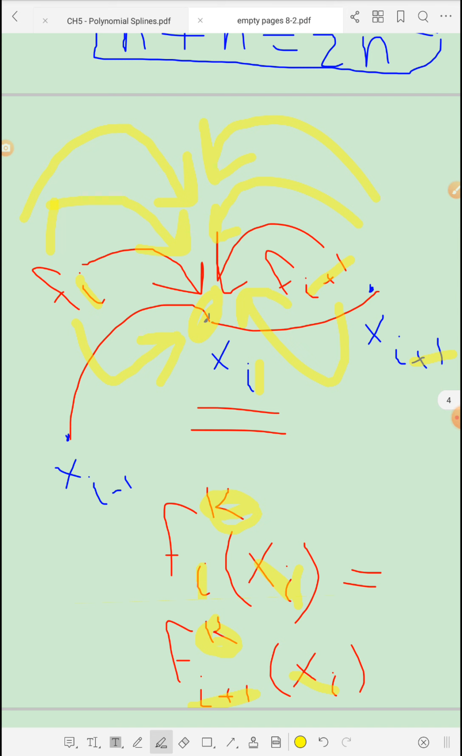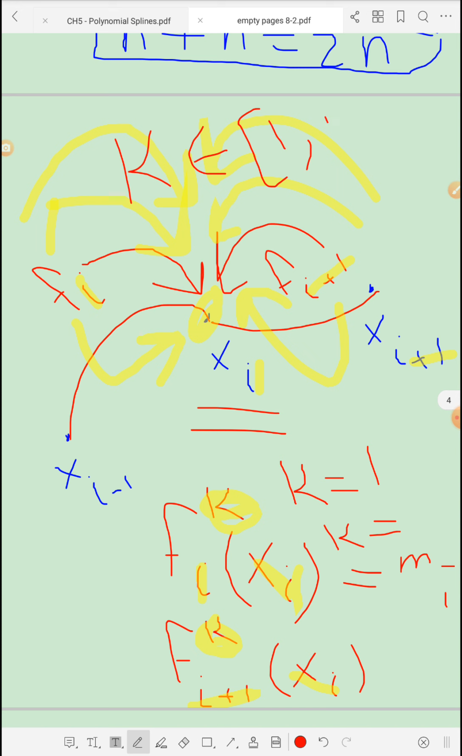Okay, and what about the index for k, the range of k? So it should have equal derivatives from k equal to 1, which is the first derivative, till k is equal to m minus 1, which is the order of the polynomial minus 1. So this k is within the range between the first derivative and the m minus 1 derivative.